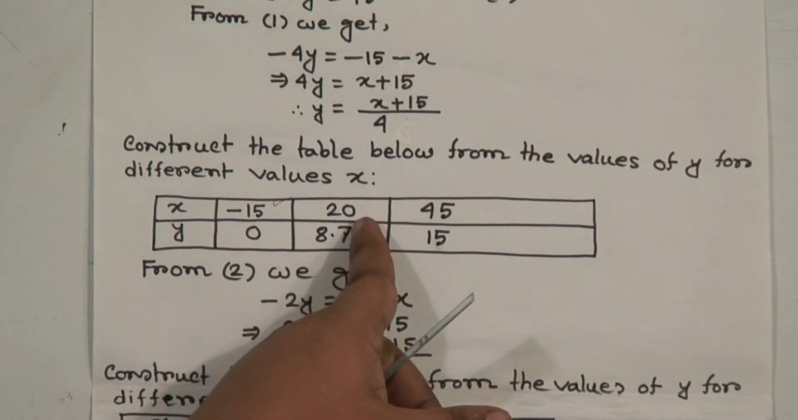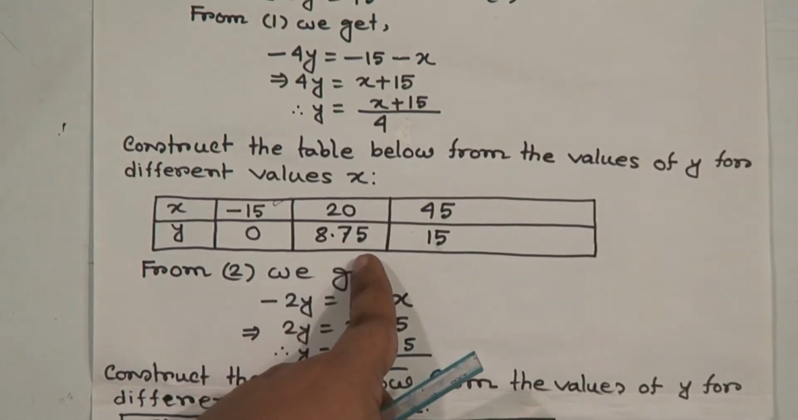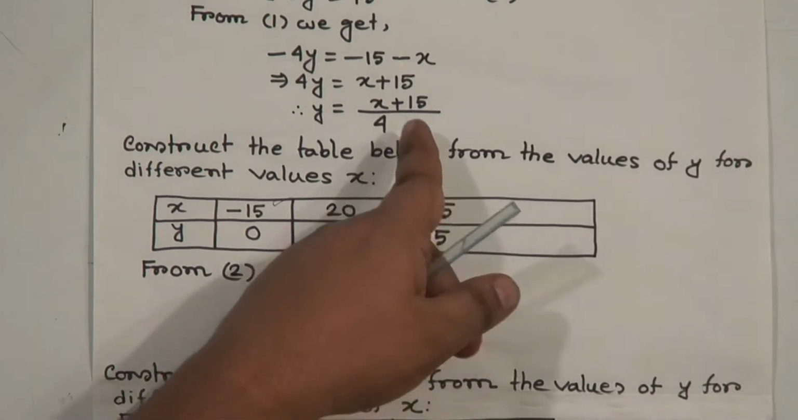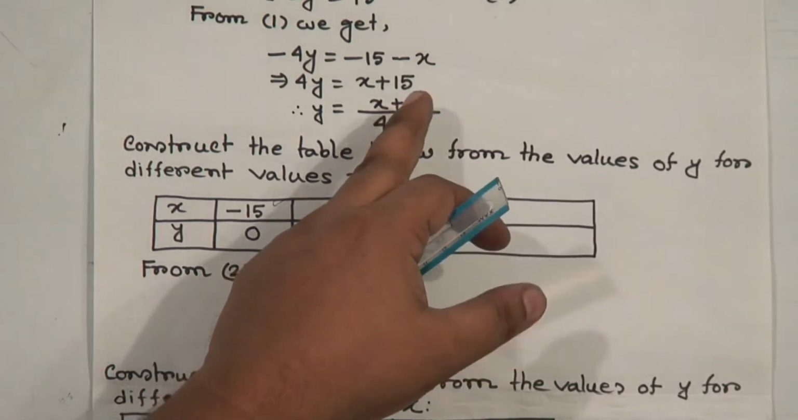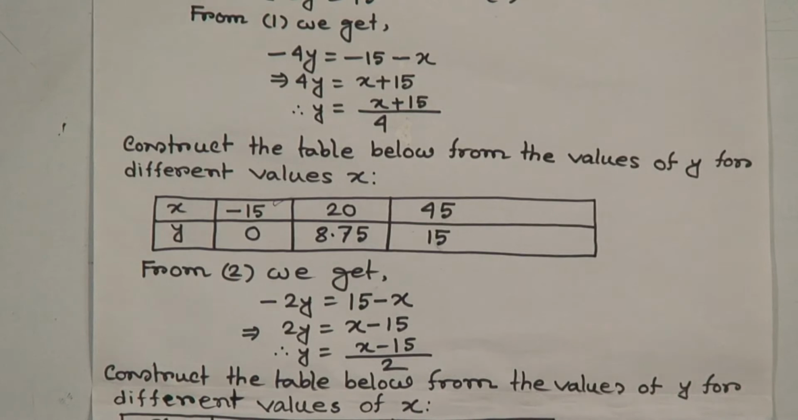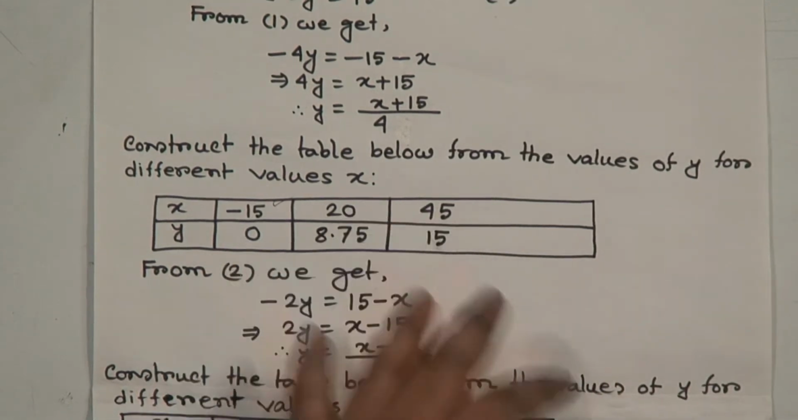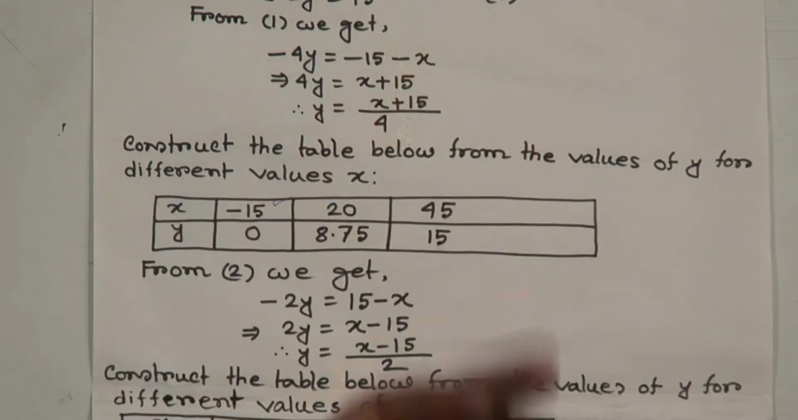So our second point is 20, 8.75. Next we shall put the value of x equal to 45. If we put x equal to 45, then it will be 45 plus 15, 60 divided by 4. If we divide 60 by 4, then we get 15. So we get another point. These 3 points are enough to draw the graph of equation number 1.